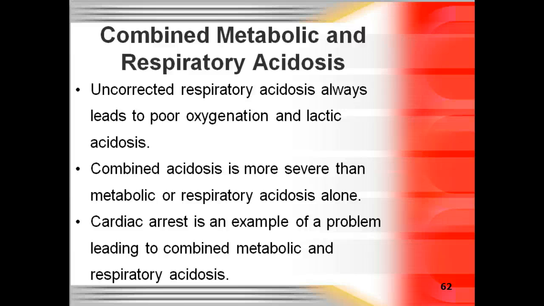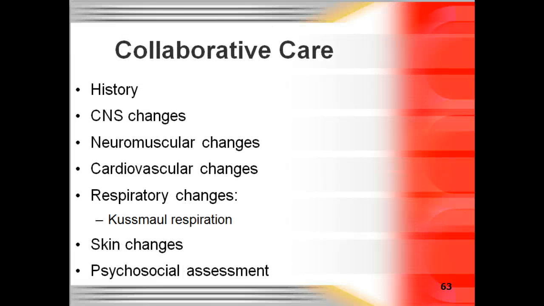Combined metabolic and respiratory acidosis comes from an uncorrected respiratory acidosis, which always leads to poor oxygenation and lactic acidosis. So you build up that. Combined acidosis is more severe than metabolic or respiratory acidosis alone. So of course you don't want to have metabolic and respiratory acidosis. That's all it's saying. And it can lead to cardiac arrest, which is an example of a problem that can happen when a person has combined metabolic and respiratory acidosis.